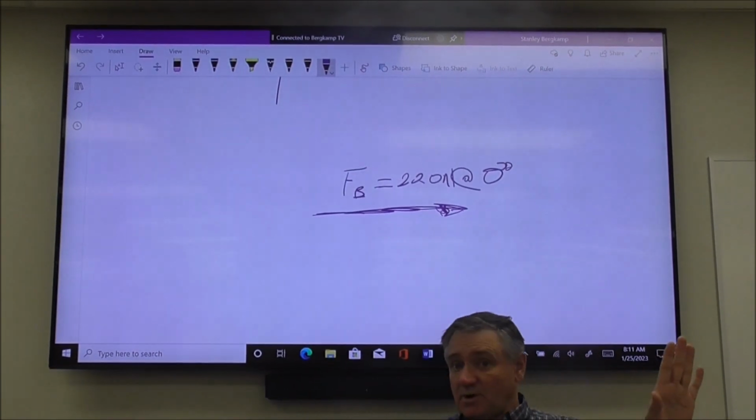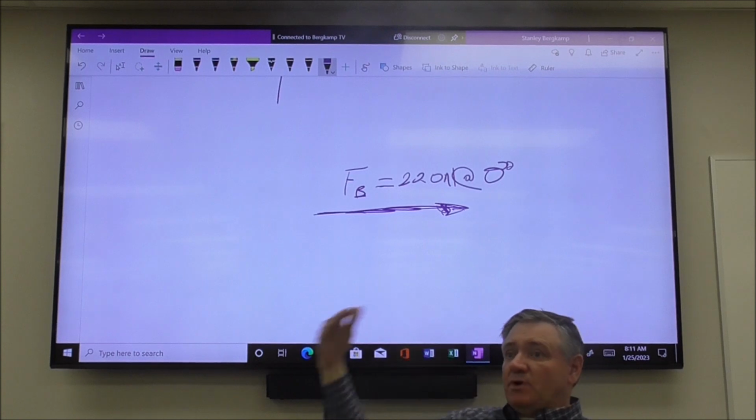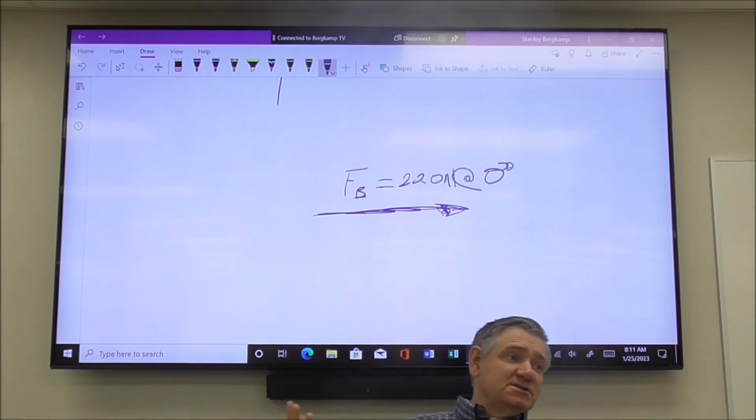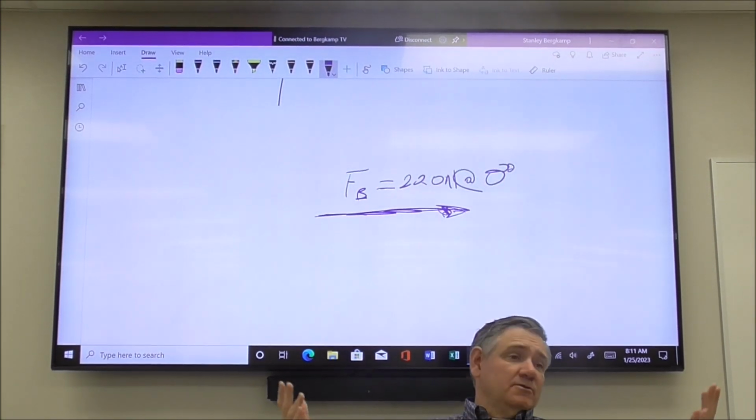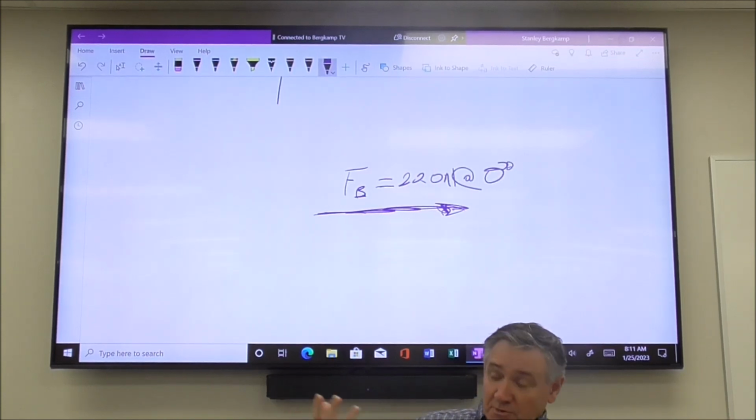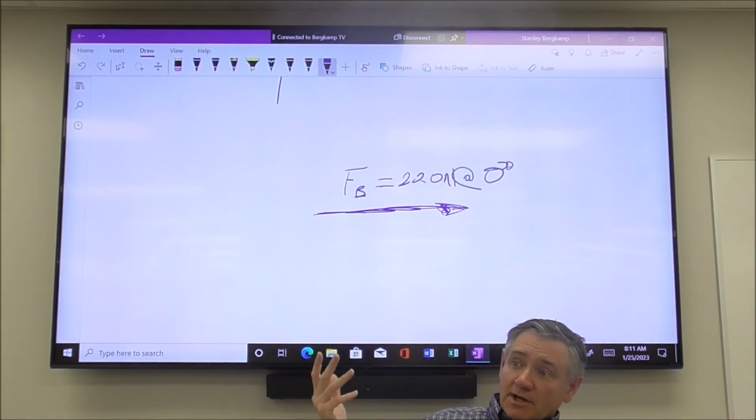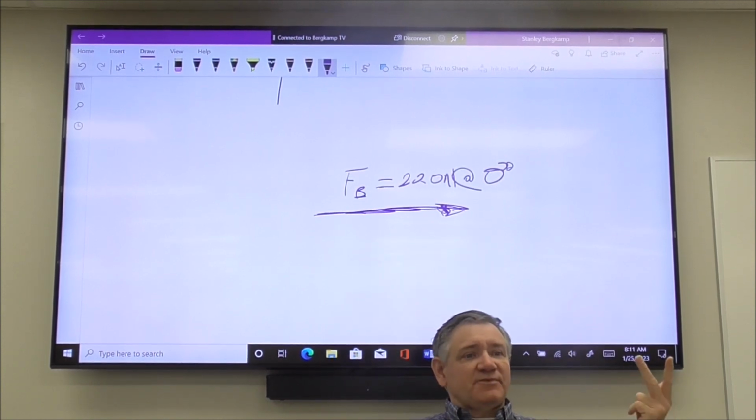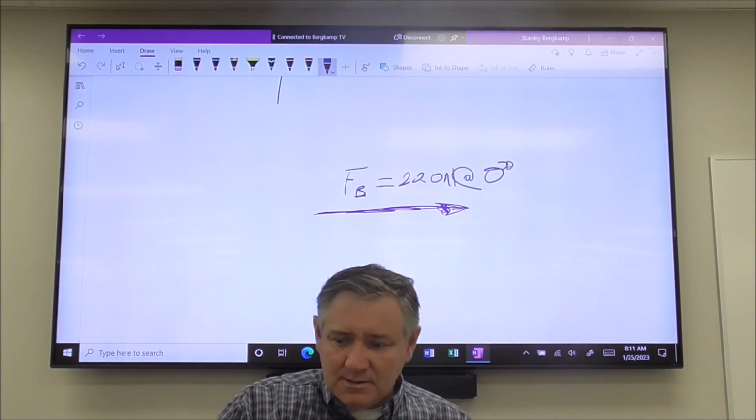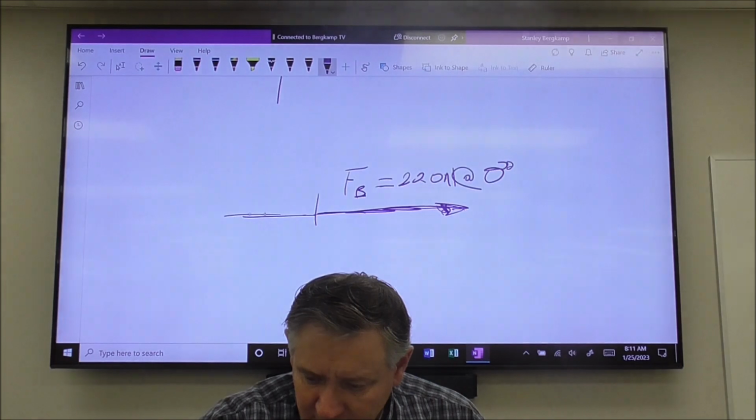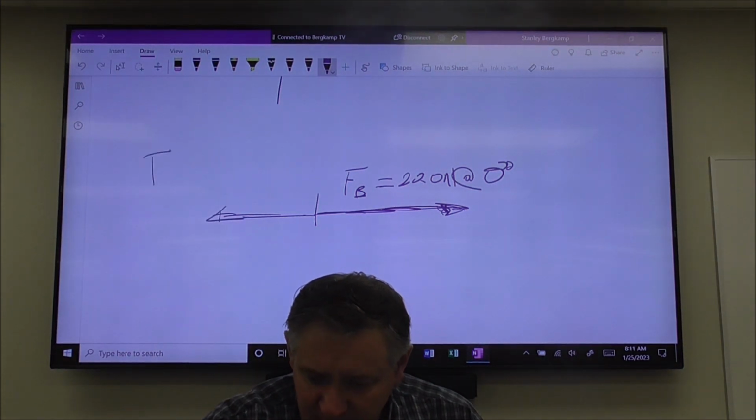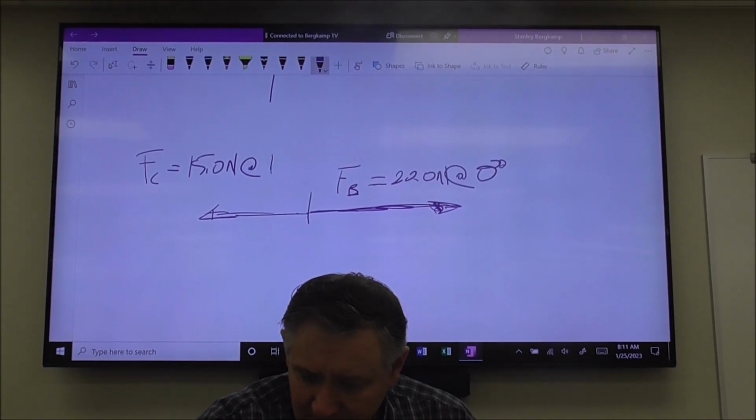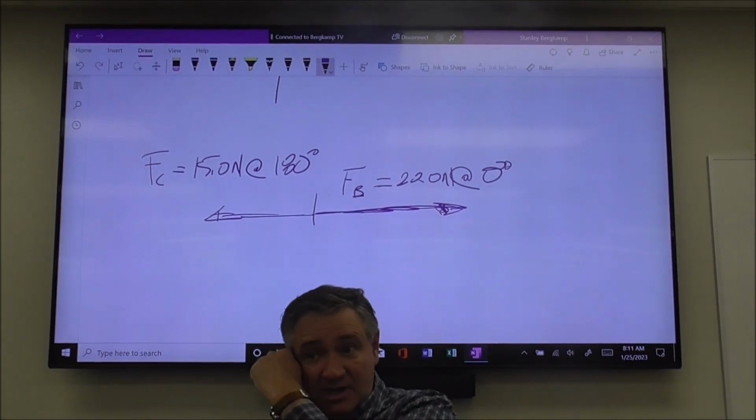So right now, this is a vector quantity. Now, if I just said Bailey is pulling at 20 newtons, that's not a vector quantity, because I don't know which direction she's pulling. Great, she's pulling at 20 newtons. Good for you. I don't know which direction she's going. It's going to be left, right, up, down, I don't know. But as soon as I put an angle, then it becomes a vector quantity. Now, Connor is going to be pulling this way. So force Connor is going to be 15 newtons at 180 degrees. And again, this is a vector quantity.